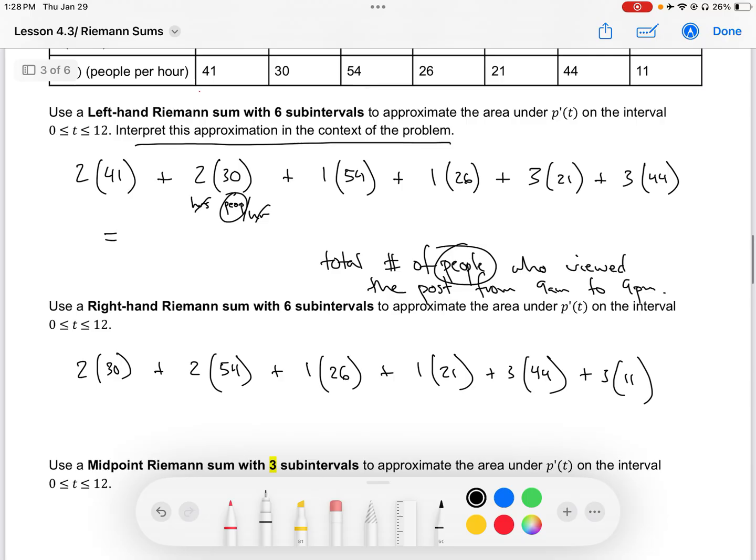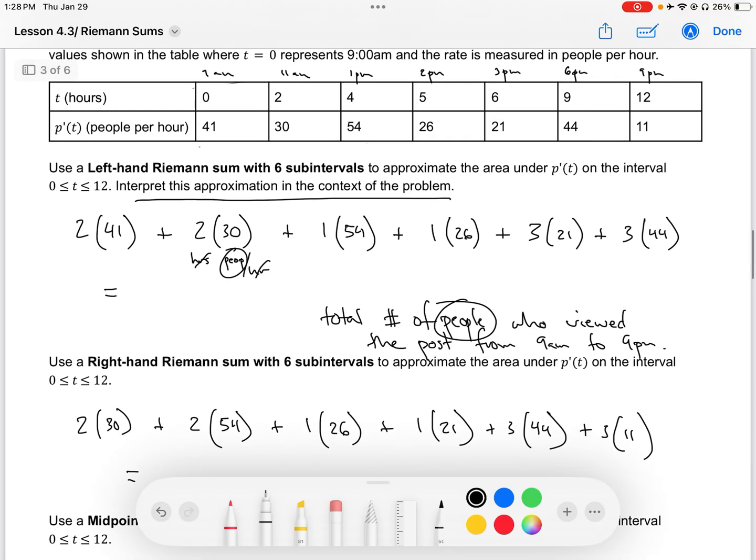Okay, so that is going to give us a different approximation. We're still using the same time intervals, 2, 2, 1, 1, 3, 3, but we're multiplying by the number of people per hour measured at the end of that interval instead of at the beginning, right? That's the difference between left and right.